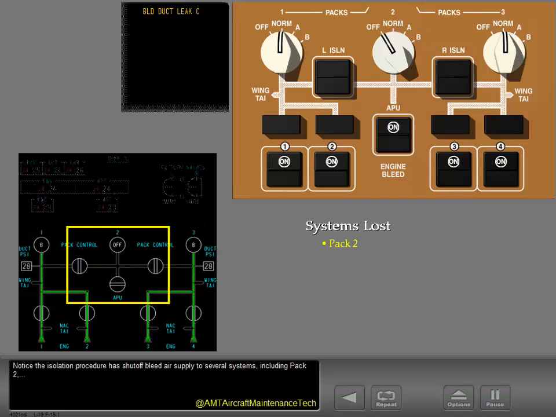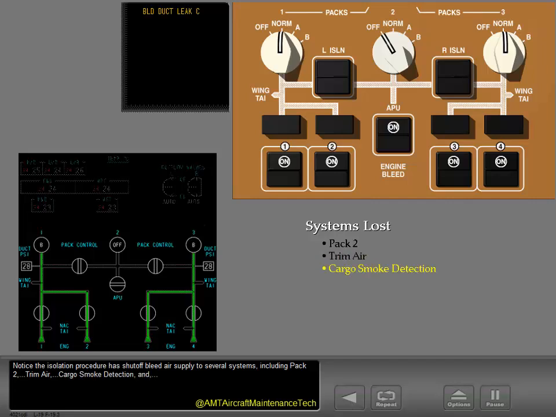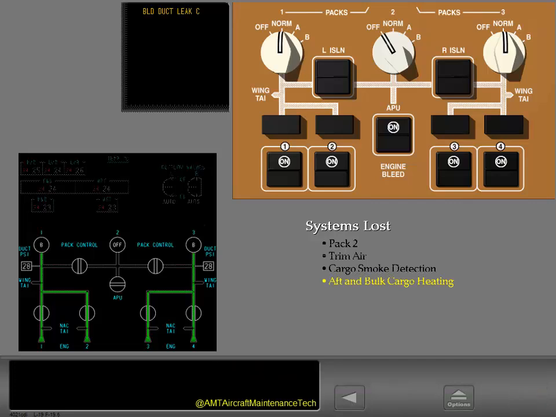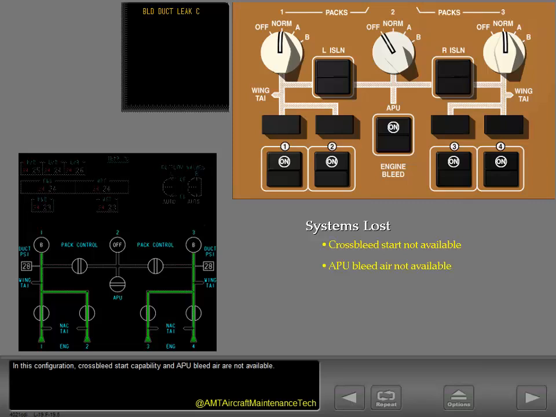Notice the isolation procedure has shut off bleed air supply to several systems, including Pack 2, trim air, cargo smoke detection, and aft and bulk cargo heating. In this configuration, cross-bleed start capability and APU bleed air are not available.